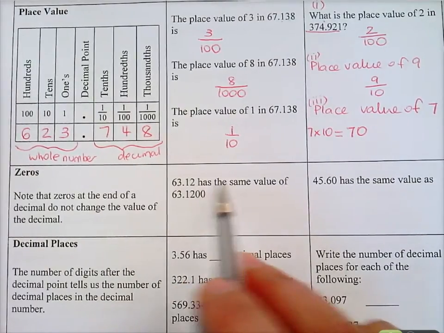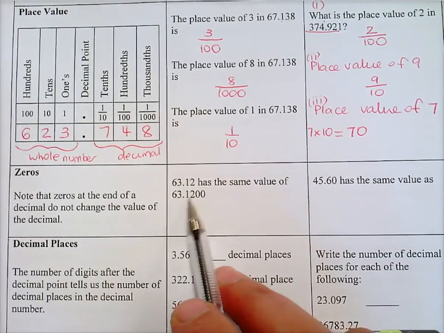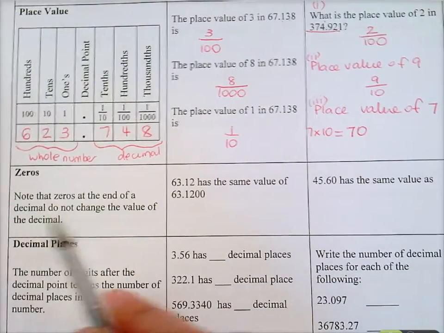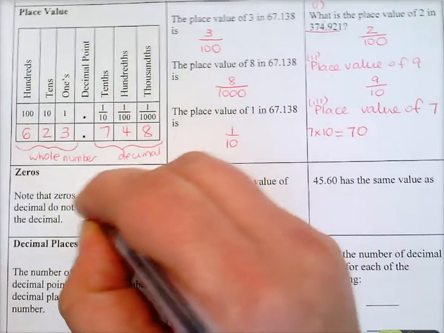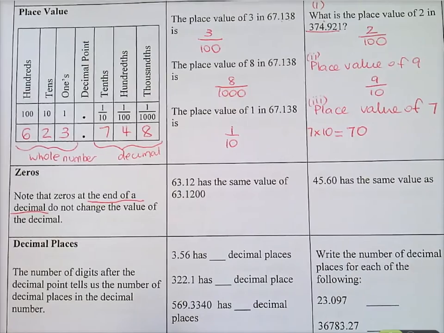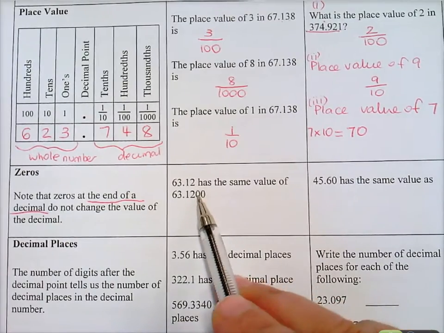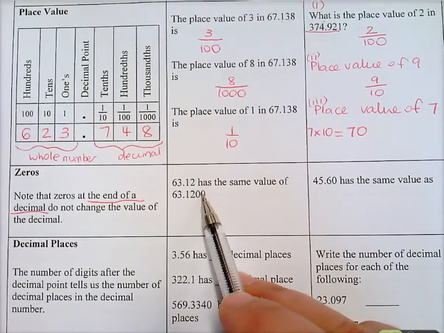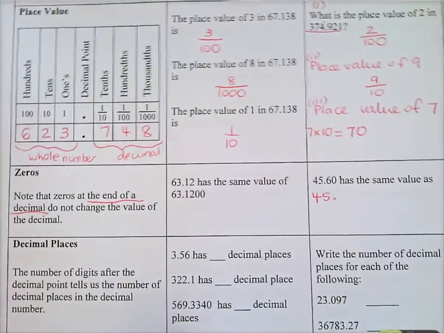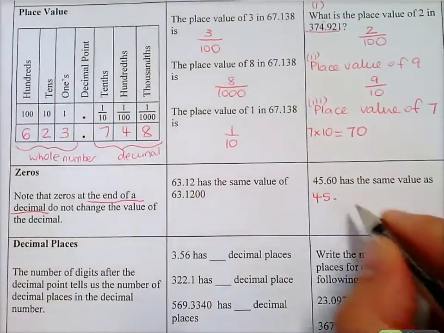So 63.12 has the same value as 63.1200. I could put 100 zeros on the end. So girls, zeros at the end of a decimal do not change the value of the decimal, but they do if you put them inside, in the middle. Okay? So on the end, I've just got nothing: 0 thousandths, 0 10,000ths. So give me some more numbers that 45.60 would be the same as.